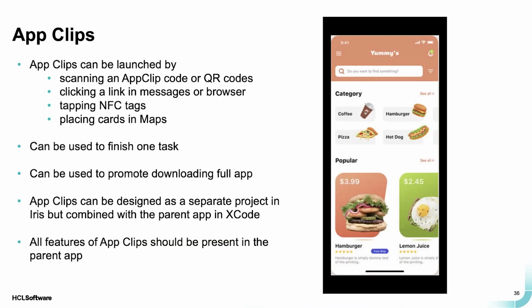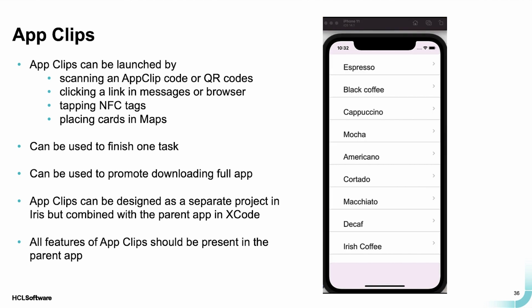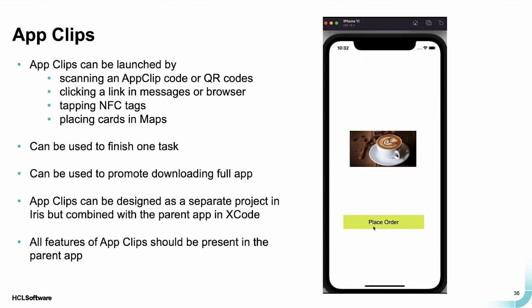So let's look at a specific sample here, right? I have a restaurant app. I'm in a restaurant, ordering takeaway food. I scan a specific QR code. I'm just ordering some coffee. I choose my specific coffee and place the order. That's it. I didn't have to download the app. All I had to do was scan a QR code, bring up a small snippet of the app, finish my task, and I'm done, right?